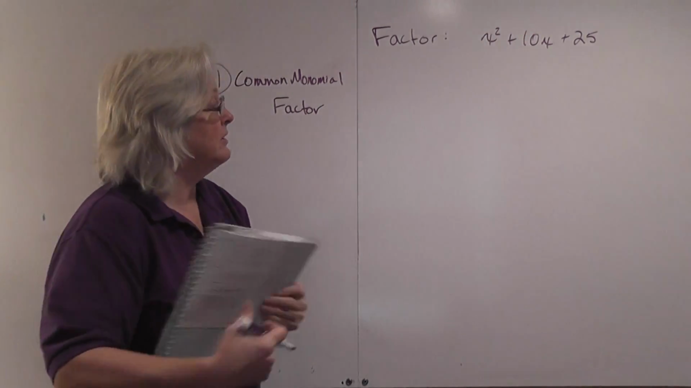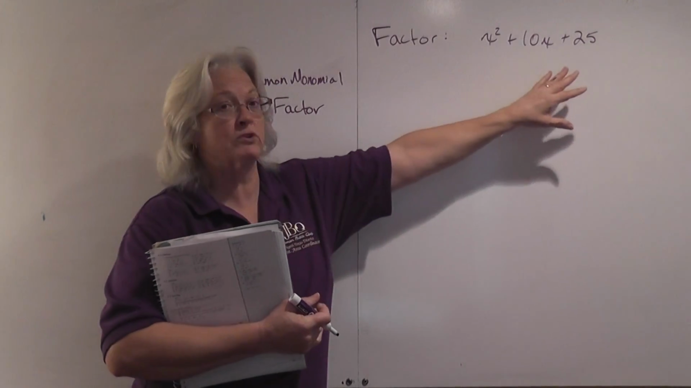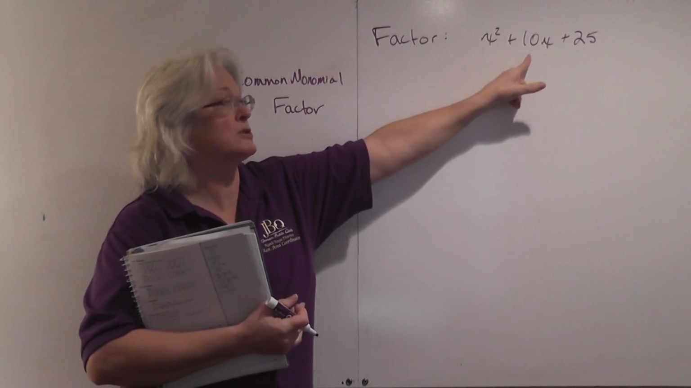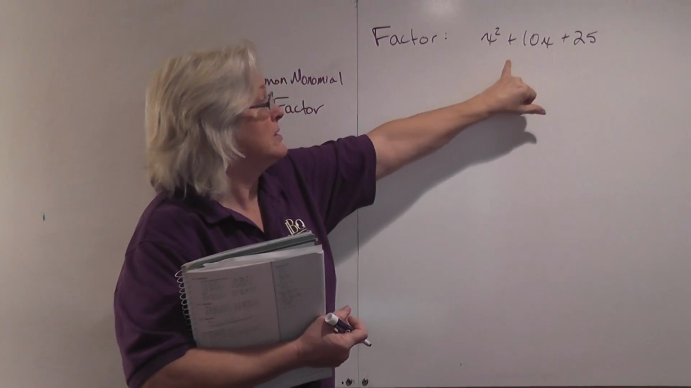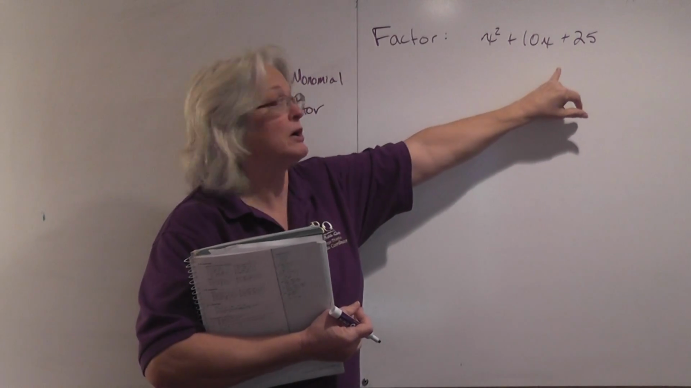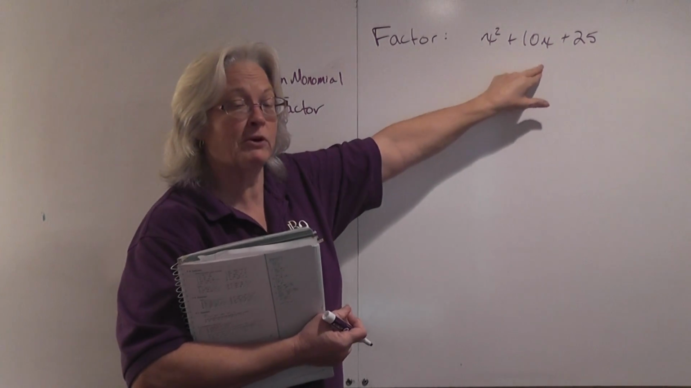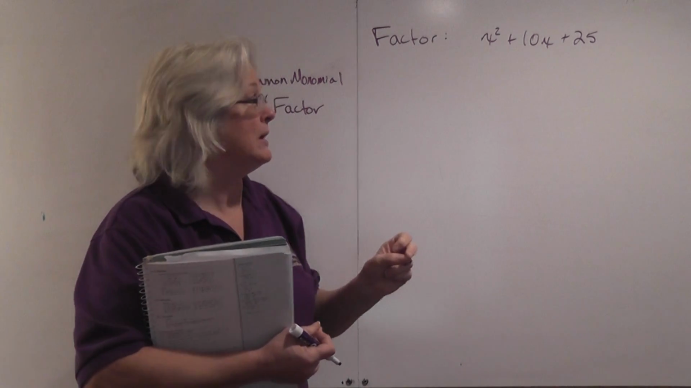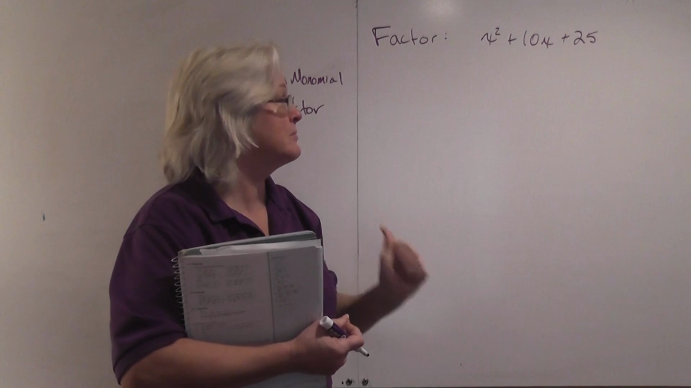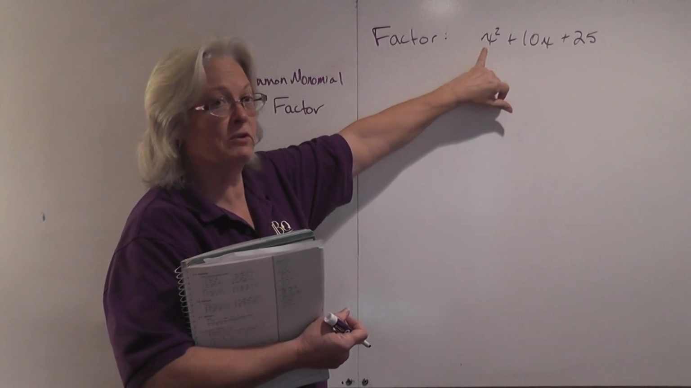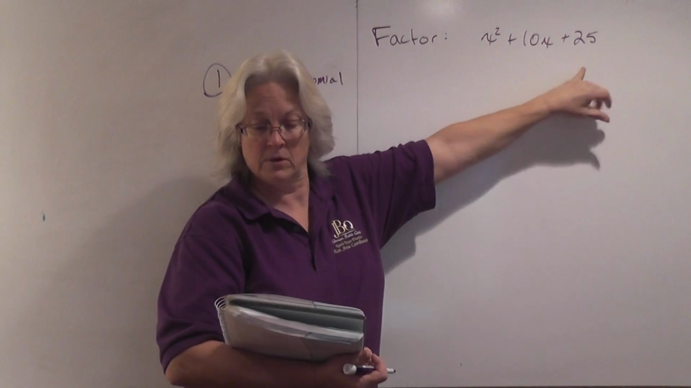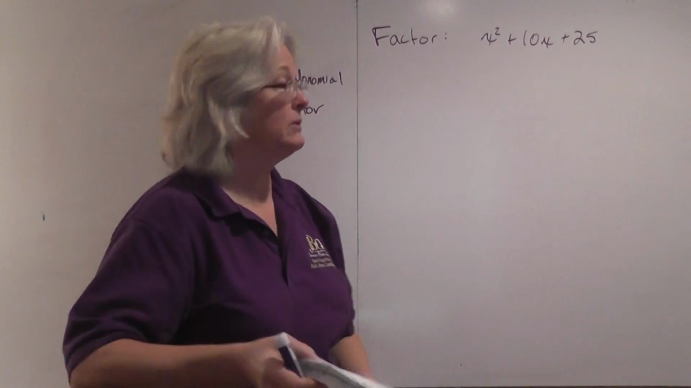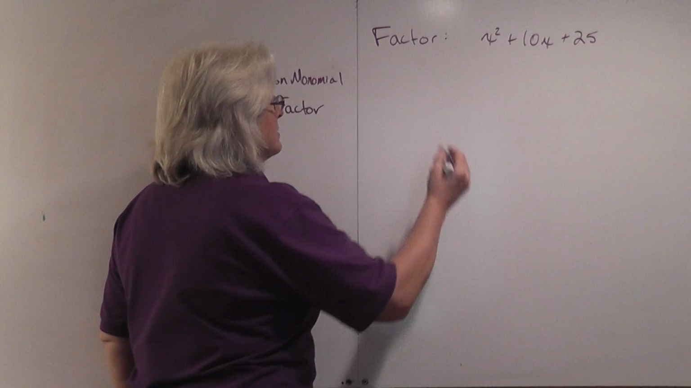Now, if it's going to be a perfect square trinomial, though, there's something special that goes on about this middle term. For it to be a perfect square trinomial, this middle term must be twice the product of the square root of the first term and the square root of the second term. So let's go ahead and see if that's the case.